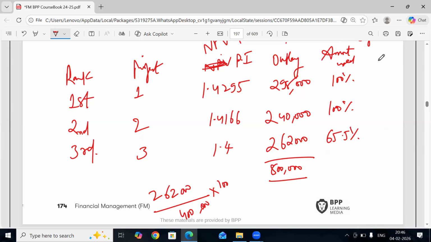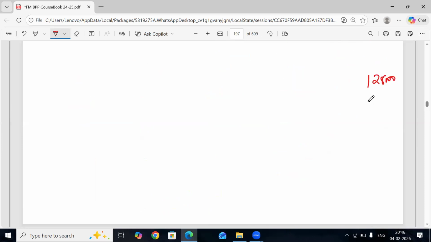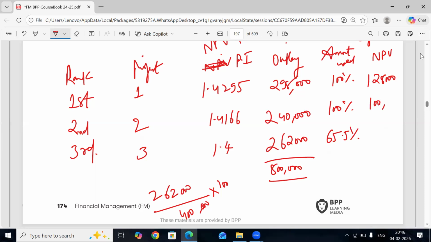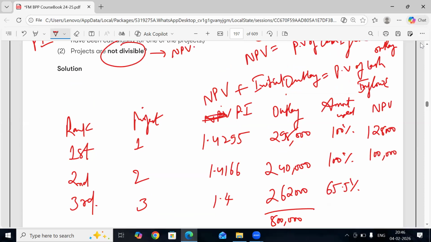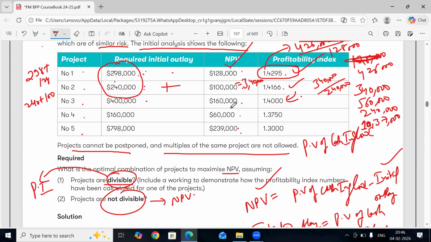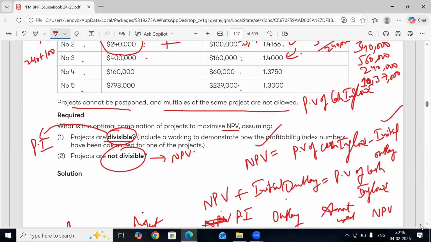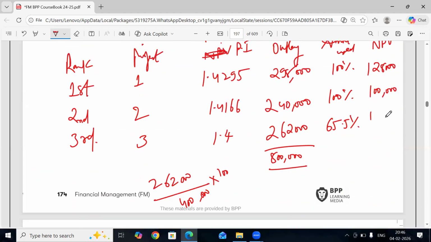Now we should take the NPVs also accordingly. We will take the total NPV for this, no problem. But for the last one, the NPV is also 65.5%. So 1 lakh 60 and 65.5% of 1 lakh 60 is 1 lakh 4,000.